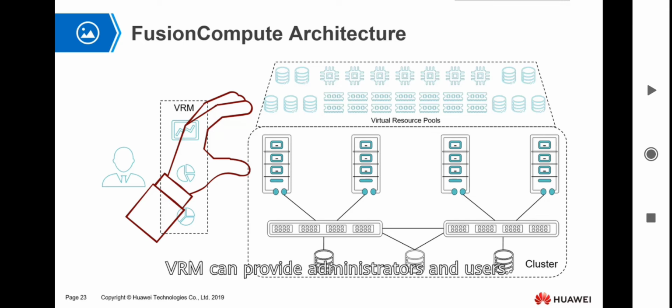VRM can provide administrators and users with a graphical web interface. Through this interface, we can see the state of virtual machines, the state of the virtual resource pool, the information of the physical hardware, the information of virtual machines, and so on. There is also a cluster. The cluster provides computing resources, storage resources, and network resources, and so on. All above are the architectures of the entire Fusion Compute.